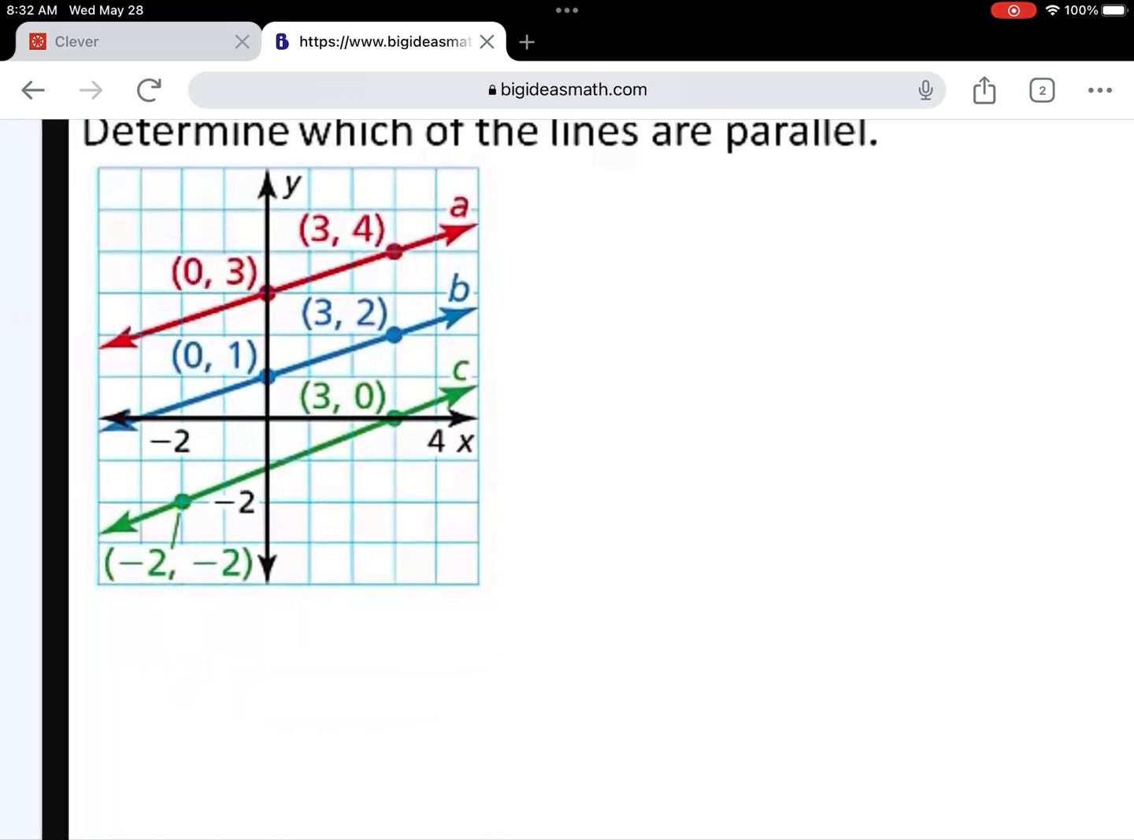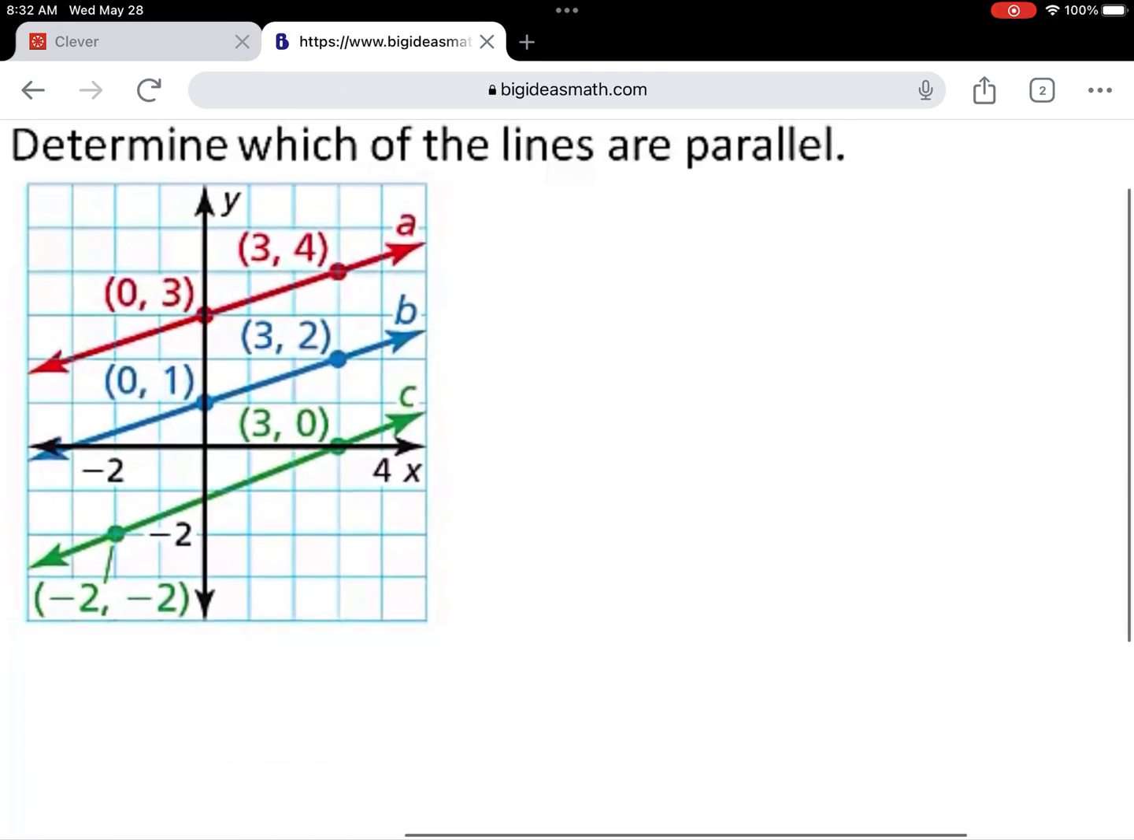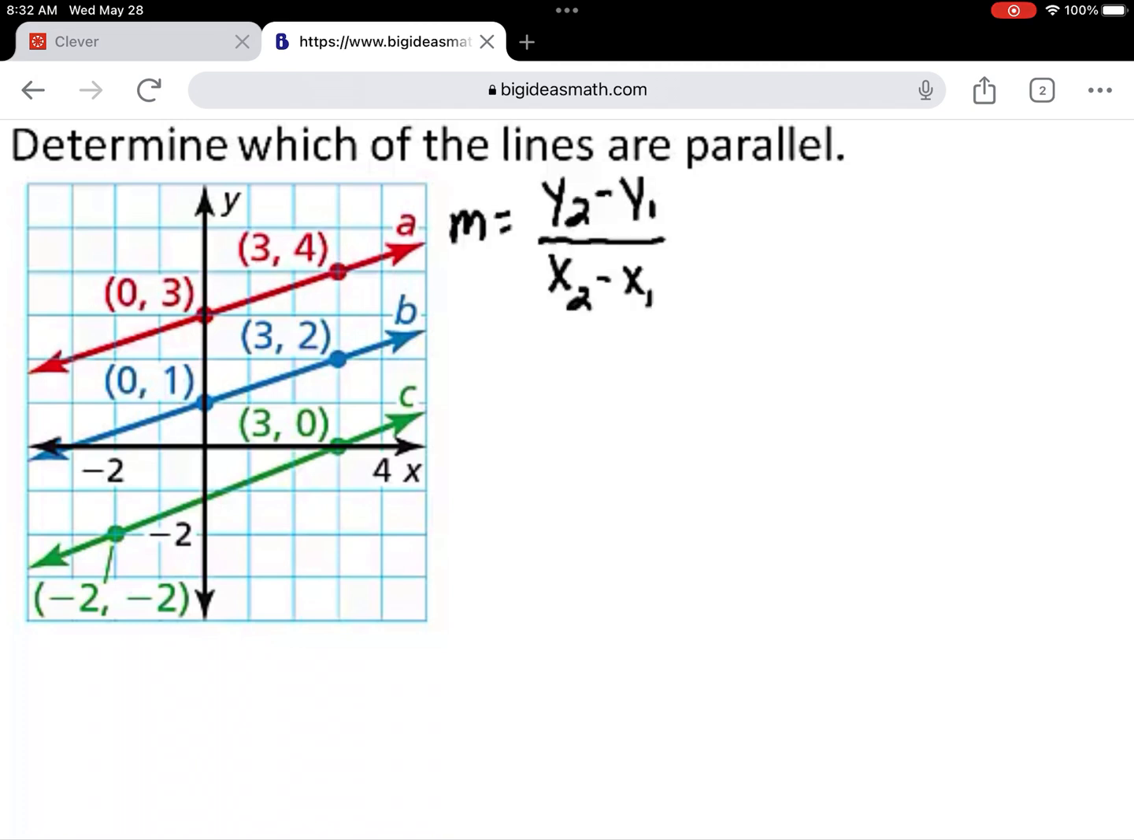Determine which of the lines are parallel. Begin by finding the slope of each line. To find the slope, use the slope formula. m equals the quantity y2 minus y1 divided by the quantity x2 minus x1. First, find the slope of line A.